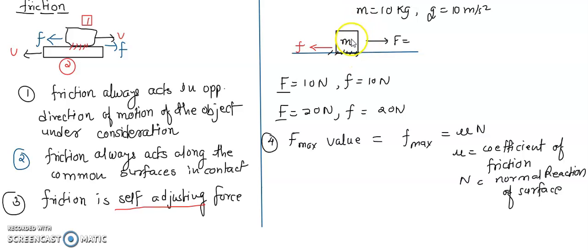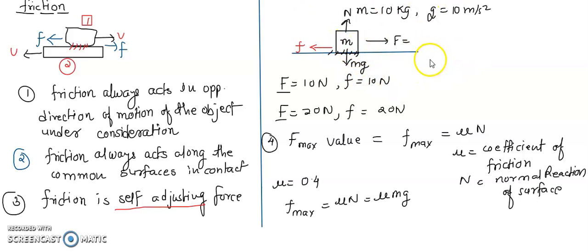In this case, suppose you are given mu equals 0.4. So what will the F max value come out to be? F max is mu into N. The normal reaction is balanced by mg, so N equals mg. But remember this point, students: N is not always equal to mg. It depends upon the orientation of the object and of the system, like whether it is accelerating or not. Here it is stationary and horizontal, so N will be equal to mg. If it is inclined, N will be different. This is the simplest case I'm considering.